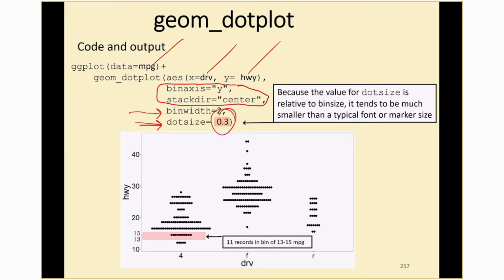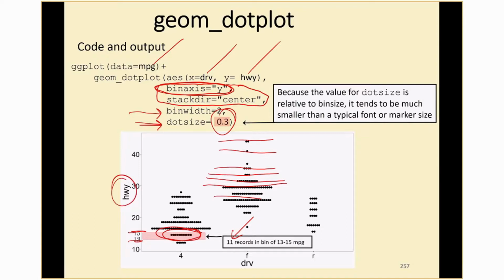Big numbers are going to look pretty ugly. And so we can see the idea of bin axis equals y. This idea of bin axis equals y is we're creating a series of bins relative to the y-axis. And so these numbers here were put in PowerPoint. They weren't put in ggplot. But essentially, we've created a bin that goes from 13 to 15. And if you count up these little dots, you see that there are 11 records that fall into that bin that extends for highway mileage between 13 and 15 miles per gallon.